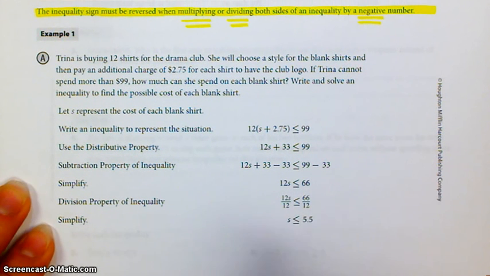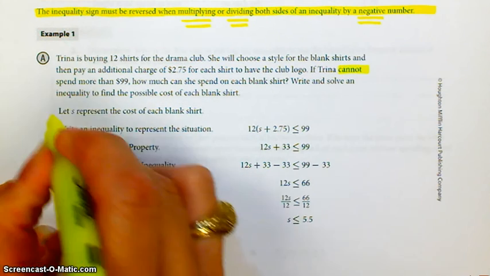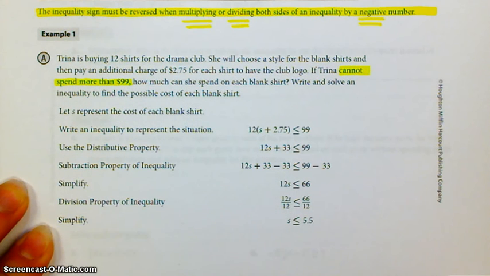Trina is buying 12 shirts for a drama club. She will choose a style for the blank shirts and then pay an additional charge of $2.75 for each shirt to have the club logo. If Trina cannot spend any more than $99, how much can she spend on each blank shirt? So write and solve an inequality to find the possible cost of each blank shirt.